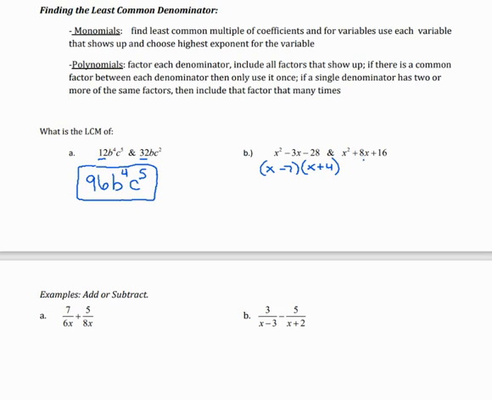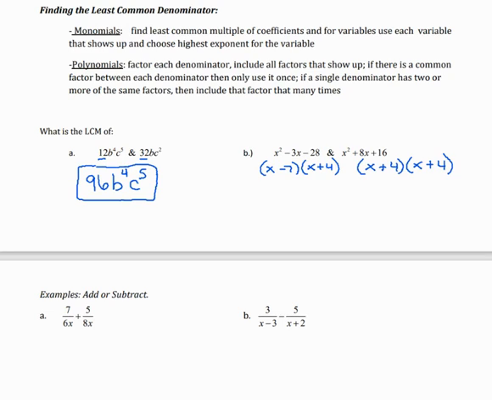And the second one would become x plus 4 and x plus 4. Really important that you factor correctly, right? If you factor incorrectly, then everything's going to be wrong. So that's why factoring skills are so important. So now we look at these two, and we include the factors that show up.